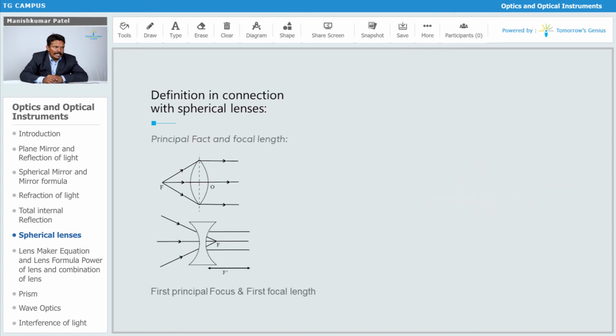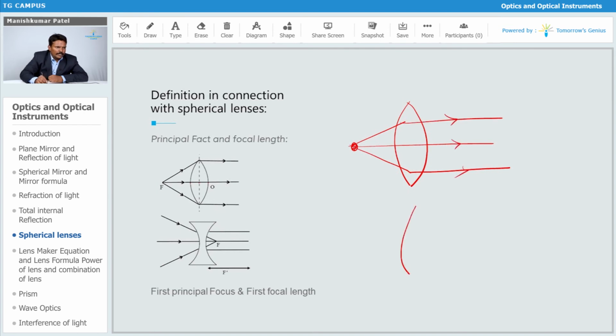Now we define the principal focus. Each lens has two foci, one primary and another secondary. This is the principal focus. If I keep the object over here, the rays which come out are all parallel. For the second one, if the rays approach in this way, they converge at this principal focus. So these are the two foci that we define for the convex lens.